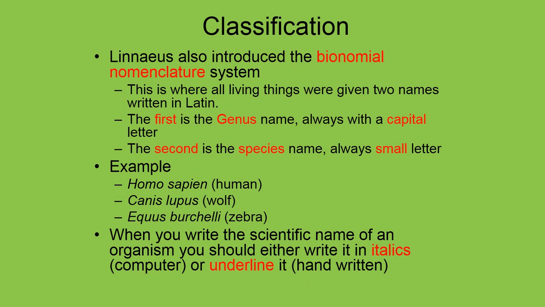So when you write the scientific name of an organism, you should either write it in italics or underline it if handwritten. As you can see, they are in italics. So if you are writing on a computer, you can opt for italics, but if you are doing it in handwriting, of course, you can underline it.